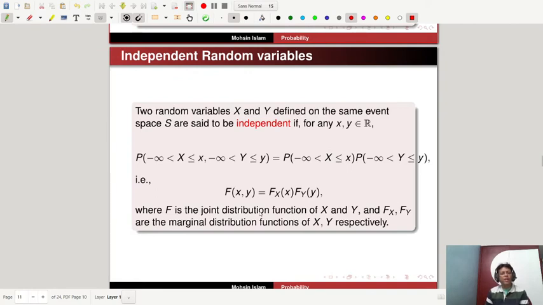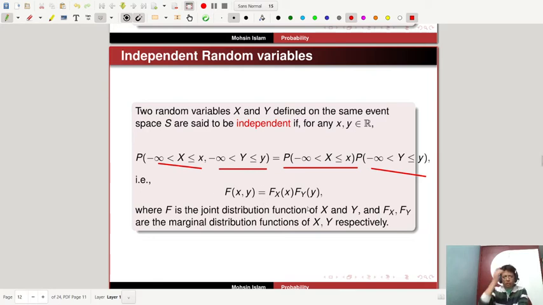Now you can define independent random variables. Just as you have defined for a single random variable, and you have done so many problems on independent random variables. So independent random variables can be defined as: the probability of minus infinity less than X less than or equal to x, and minus infinity less than Y less than or equal to y, equals the product of two distributions. So Fxy equals the product of the two marginal distributions. That is the condition for independent random variables.